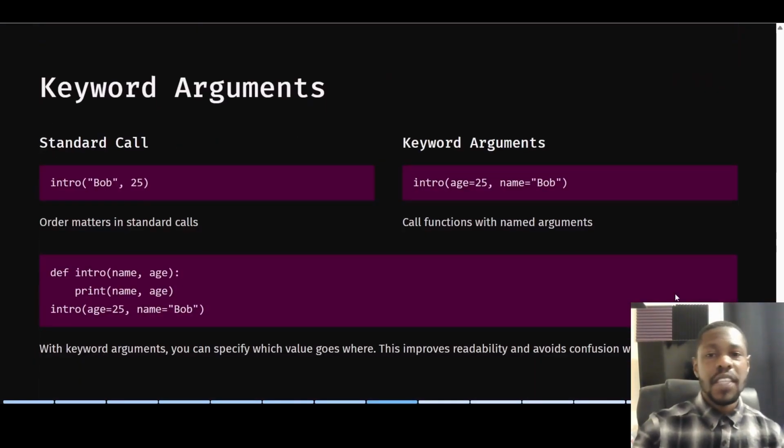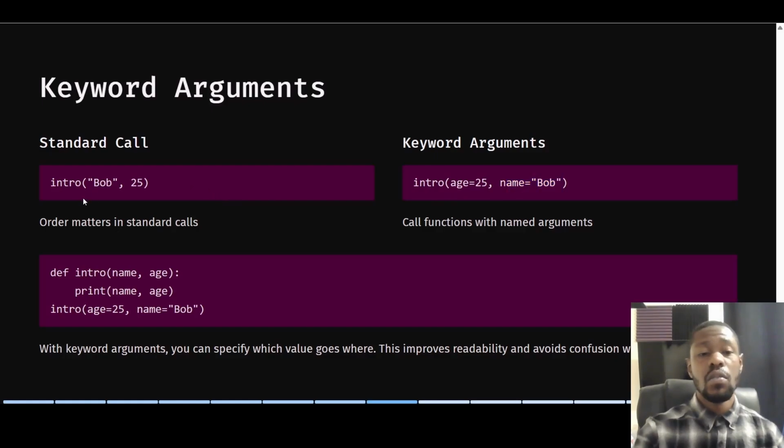Okay, next we have keyword arguments versus a standard call. At a glance, these two look very similar. We've got the intro function with Bob and 25. But with the keyword argument, we have again the intro function, but we have explicitly stated age equals 25, name equals Bob. So what's the difference?